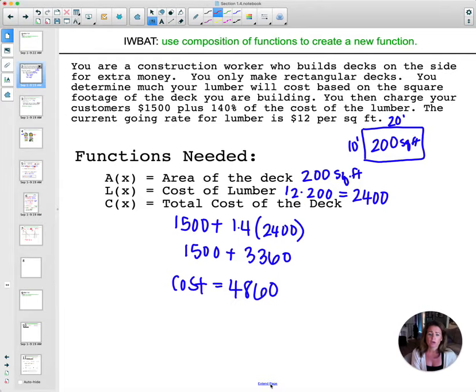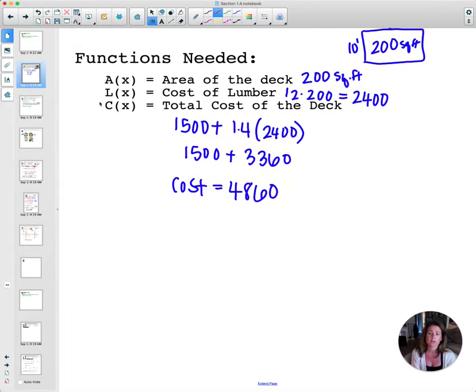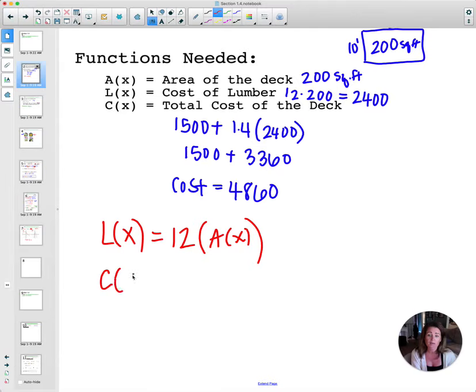So if we were to write this with functions instead, if we were going to write L of X, this is kind of what it would look like. The lumber cost, if you remember, was $12 per square foot. So you're going to do 12 times whatever the area of that deck was, so 12 times whatever the area is, A of X being the area. And then the total cost of the deck is actually $1,500 plus 140% of the lumber cost.